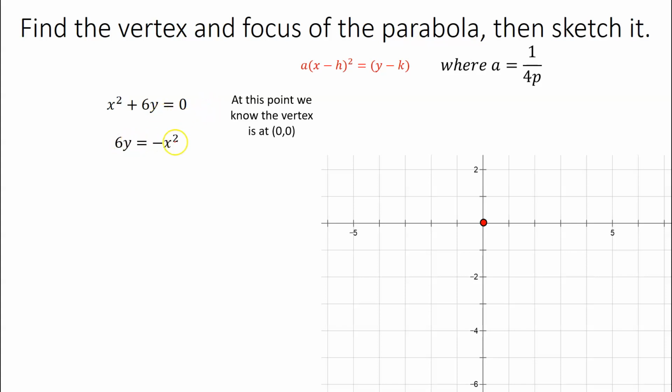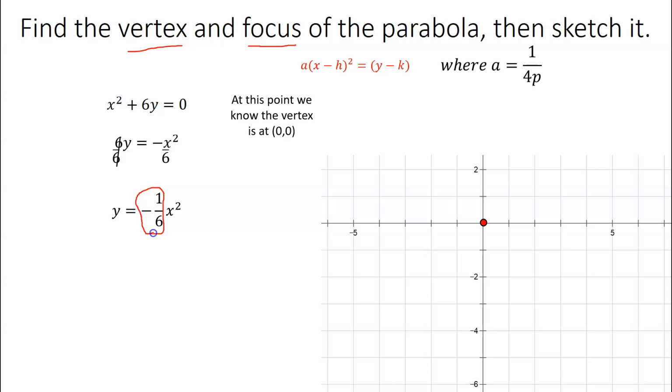At this point, we know that 0, 0 should be on it, because if you plug in 0 to both of these, it makes the equation true, so that should be on it. Well, let's divide by 6. There we go. y is equal to negative 1/6 x squared. All right, we've got our formula. We've already figured out where the vertex is. The focus, well, we've got the a.